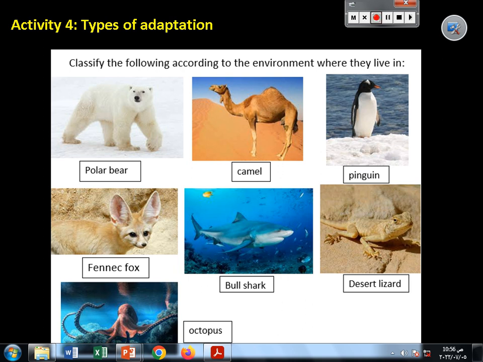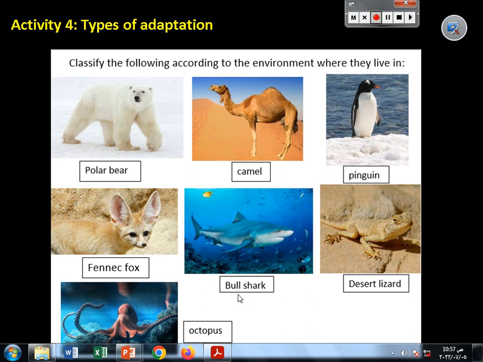And today we have some animals. Let's classify these animals, or these following pictures, according to the environment where they live. If we say that the polar bear lives in the polar region or in the Arctic region, what about the camel? Yeah, it lives in the desert. What about the penguin? Yeah, in the cold environment or in the polar region. The fennec fox, it has a sandy color, so it lives in the desert.